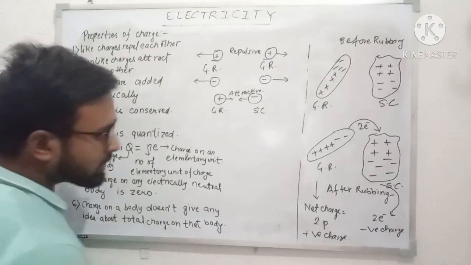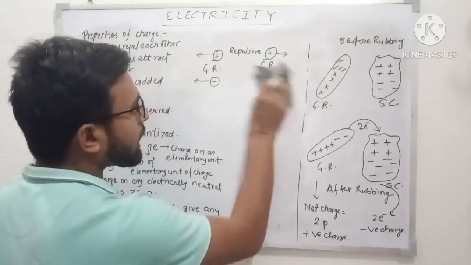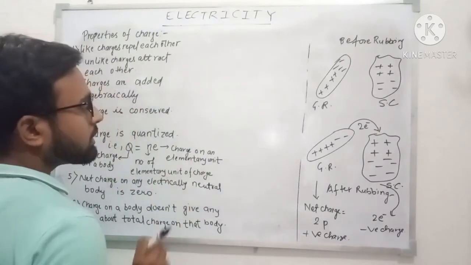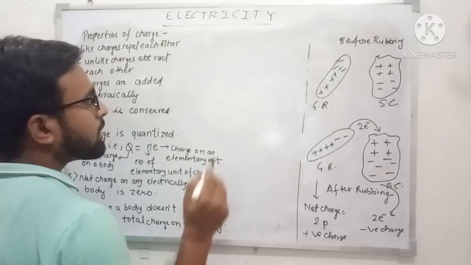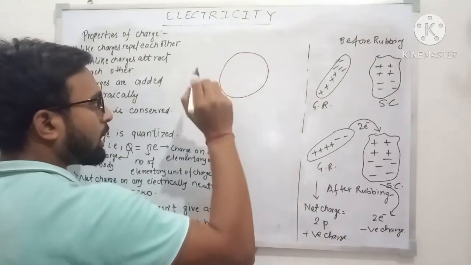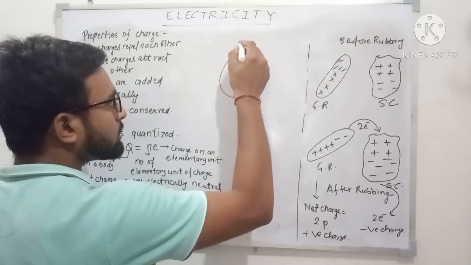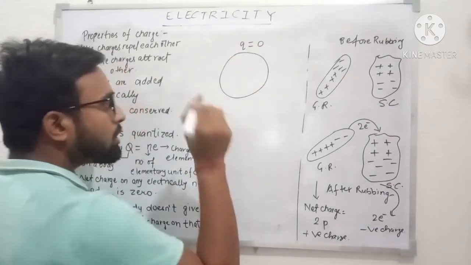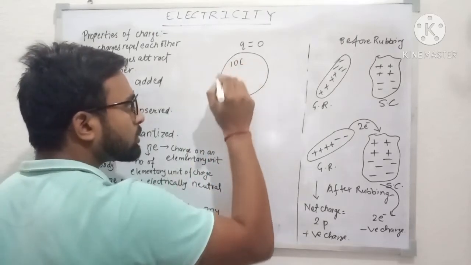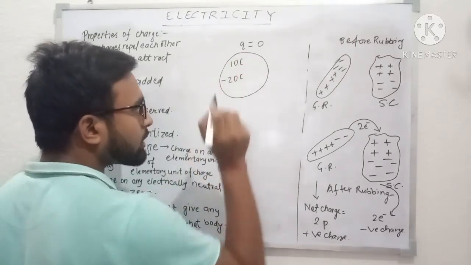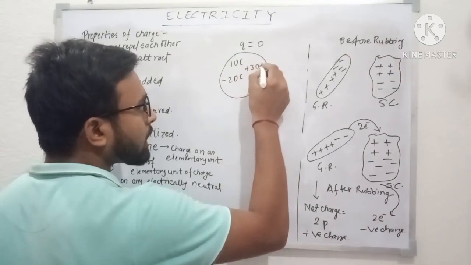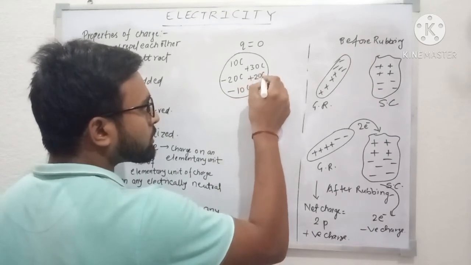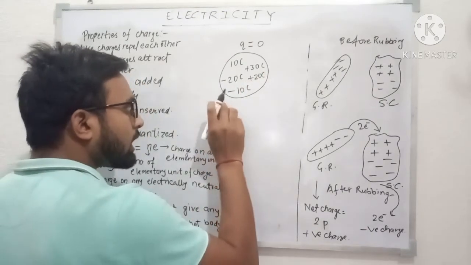The second property of charge is that charges are added algebraically. What does it mean? It means the addition performed on the charge is algebraic addition. Suppose a neutral body has initial charge 0, because it is electrically neutral. Now I give it 10 coulomb of charge, minus 20 coulomb, plus 30 coulomb, minus 10 coulomb, and plus 20 coulomb of charge. So what is the net charge on this body?